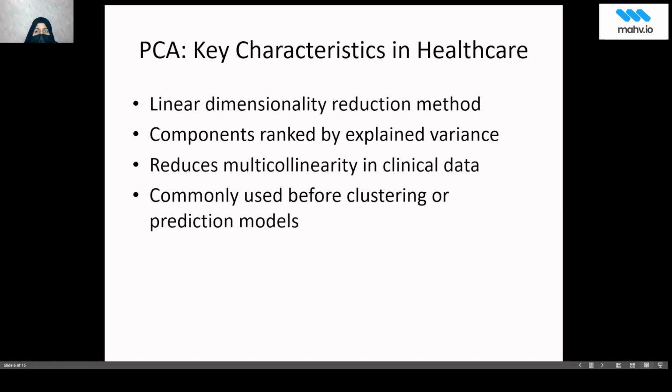what are the characteristics of PCA in healthcare? It is a linear dimensionality reduction method. Components are ranked by the explained variance. It reduces the multicollinearity in clinical data, commonly used before clustering or prediction. So here clustering or prediction is not done. Here we just want to do pre-processing, that is, we just want to extract the meaningful information by analyzing the data on the different angles.